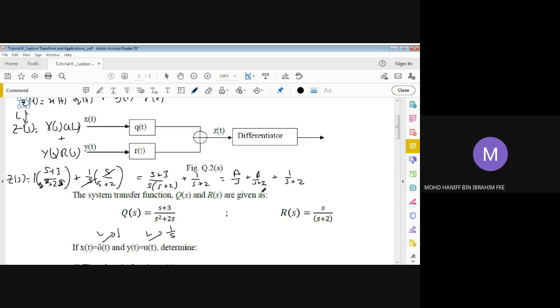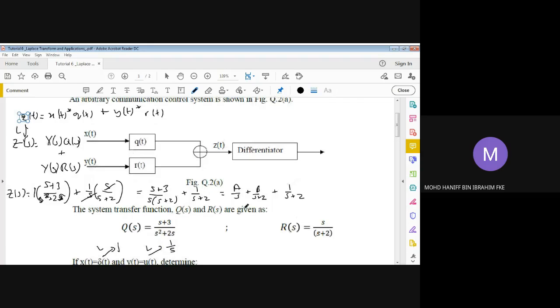For this change of terms from this form into partial fraction form, you need to find A and B. To find A, you multiply with s. It is going to have (s + 3) over (s + 2) equals A plus Bs over (s + 2). Substituting s equal to negative 2, A shall be equal to, sorry, I apologize, not s plus 2, it should be s equal to 0. Sorry for that.